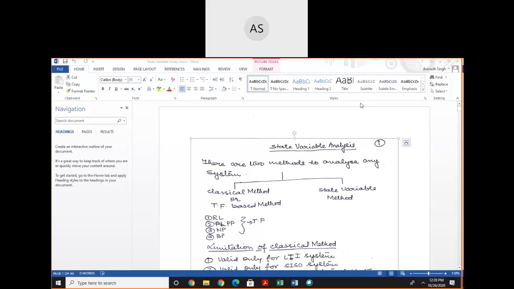In classical method, we have studied root locus, polar plot, Nyquist plot and Bode plot. All these are based on transfer function. So classical method is also known as transfer function based method.